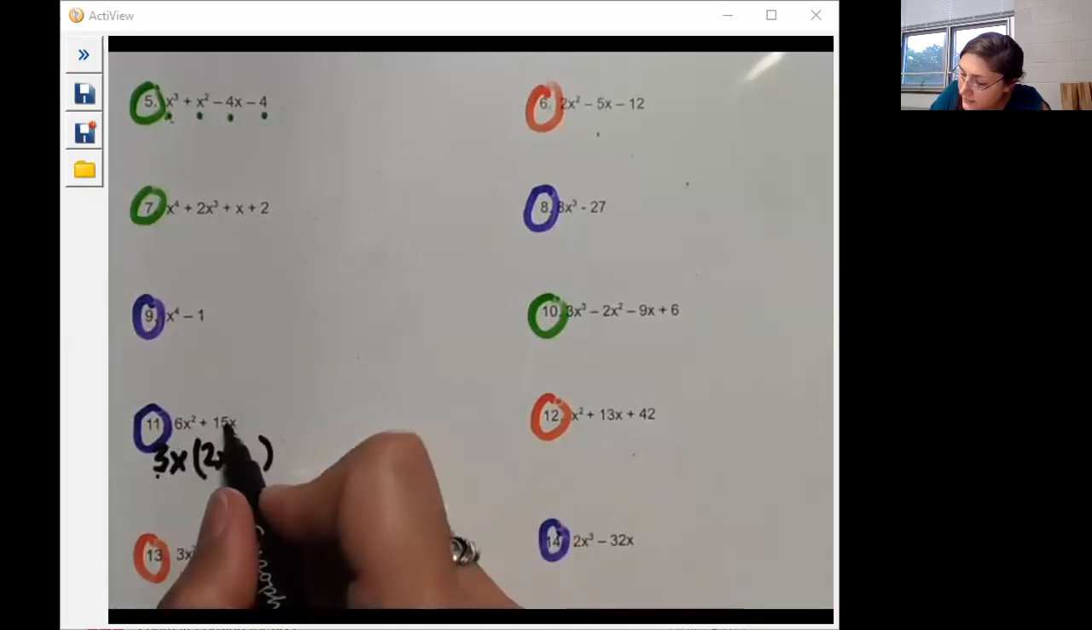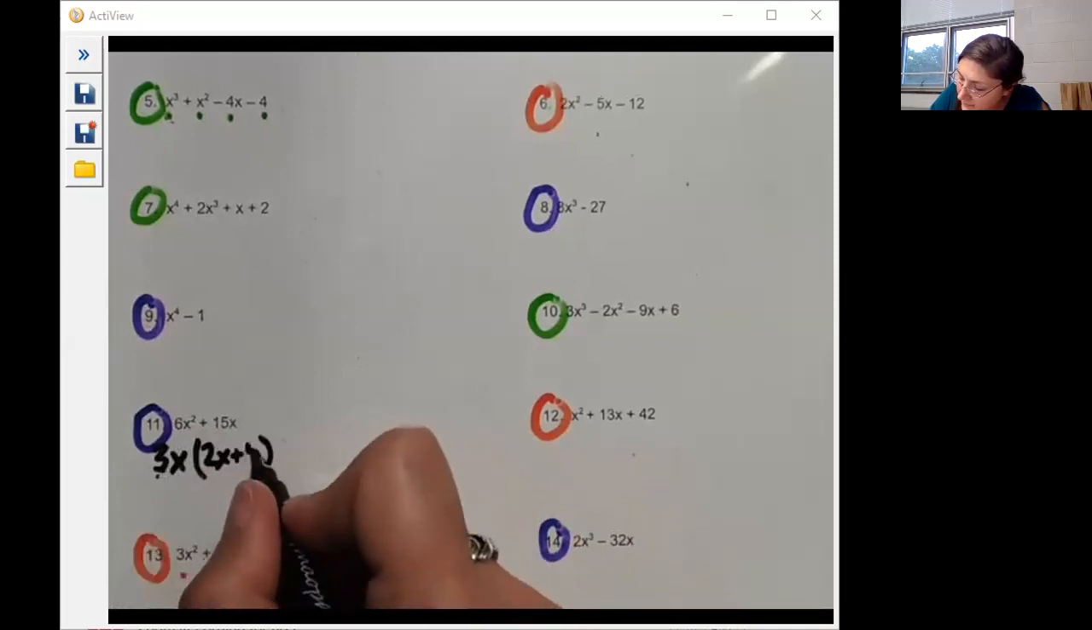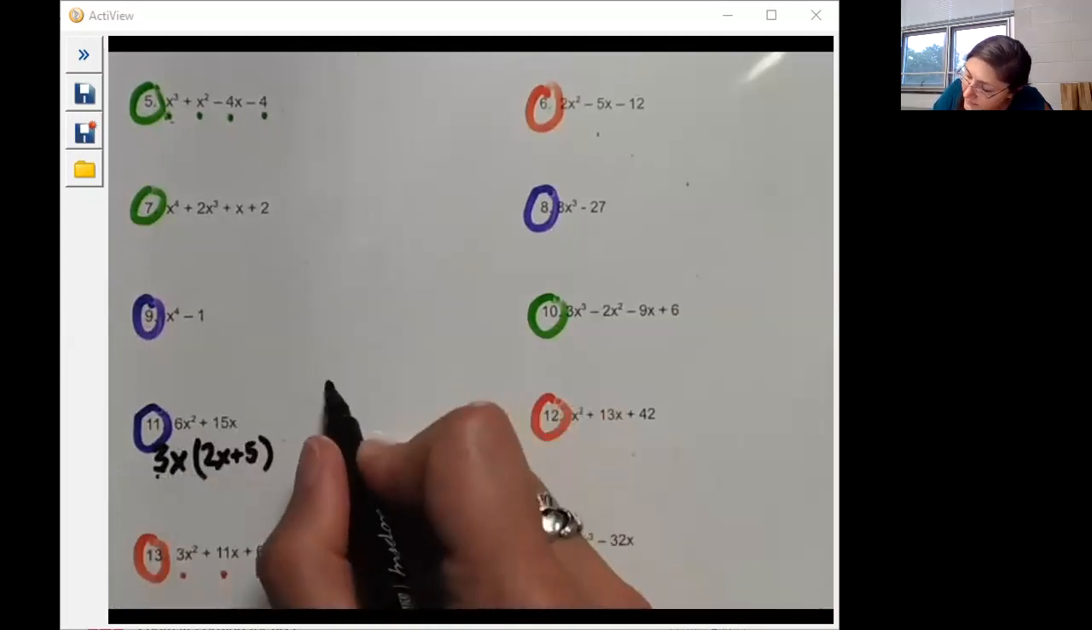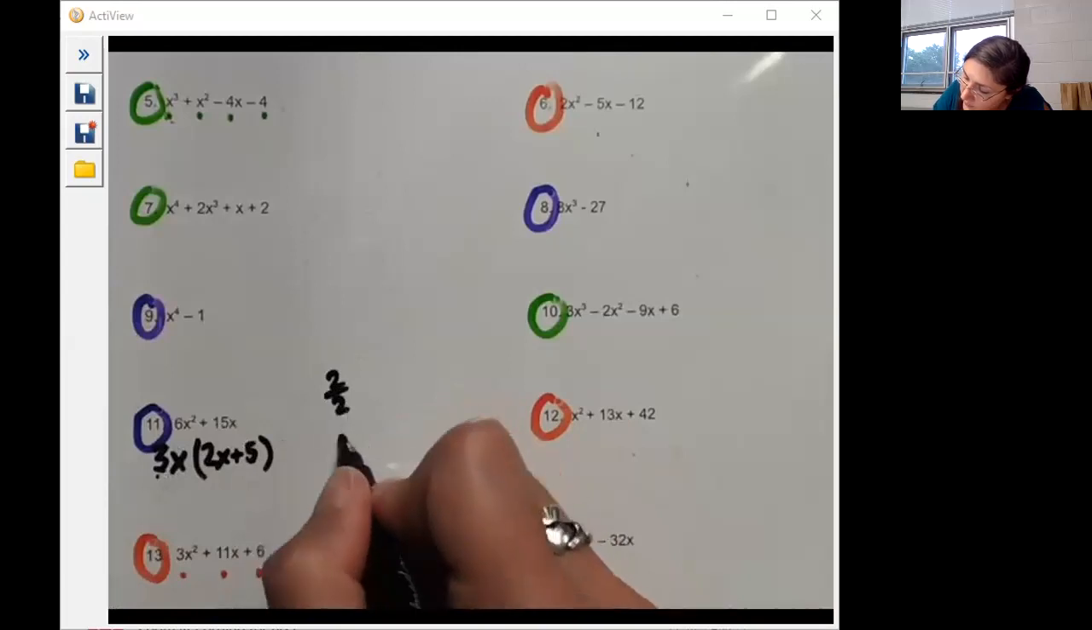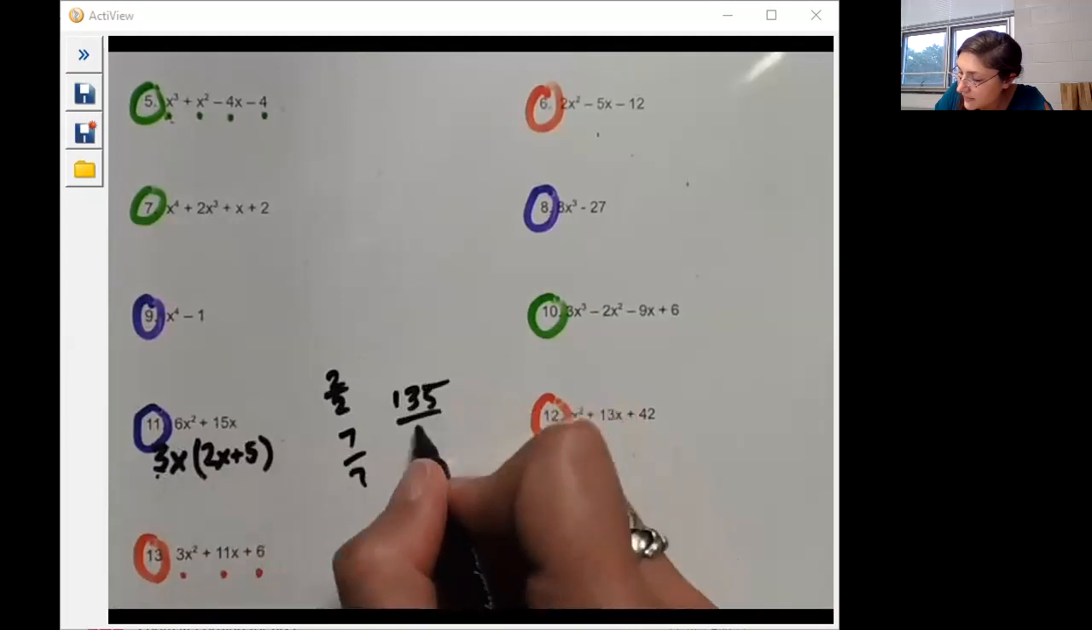And now for my next term, I have a positive 15 that I'm dividing by a positive 3. 15 divided by 3 would be 5. And then x divided by x would be the same thing as 2 divided by 2, or 7 divided by 7, or 135 divided by 135.